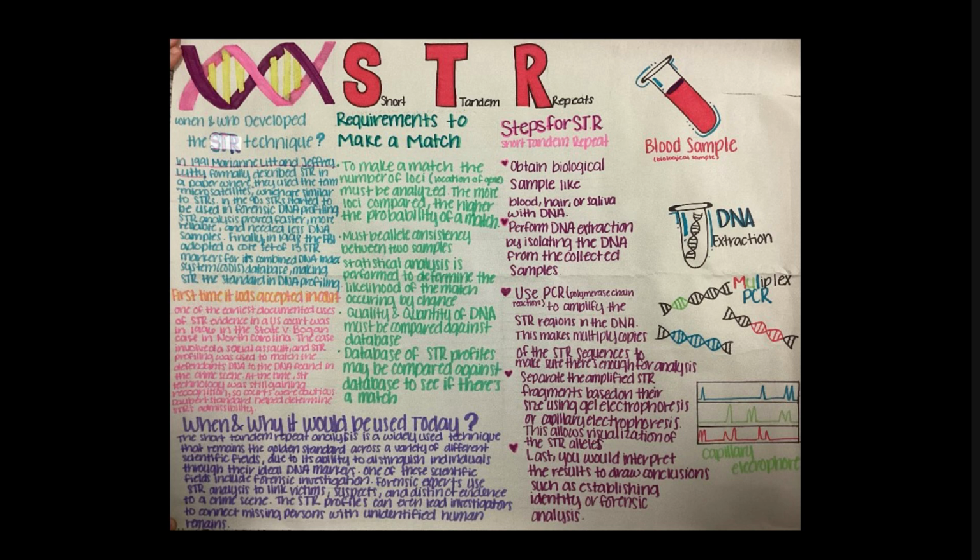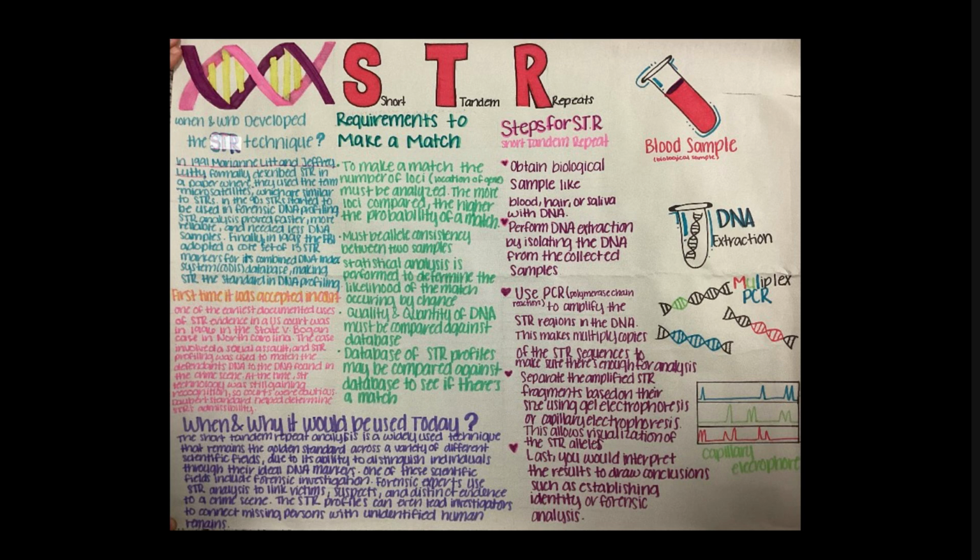STR analysis proved faster, more reliable, and required smaller DNA samples. Finally, in 1998, the FBI adopted a core set of 13 STR markers for its CODIS, Combined DNA Index System, database, making STRs the standard in forensic DNA typing.